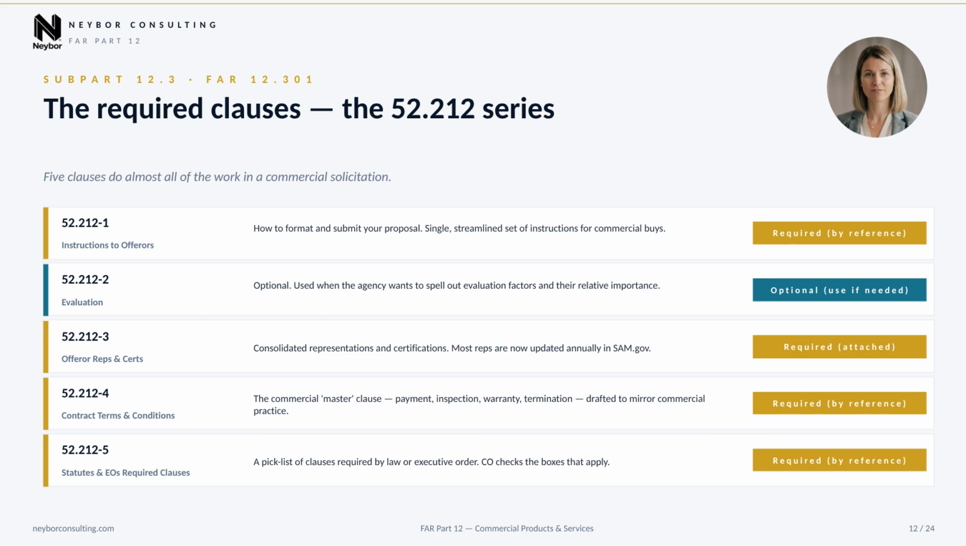Number 4, 52.212-4, contract terms and conditions. The commercial master clause. It covers payment, inspection, warranty, termination, all drafted to mirror commercial practice. And number 5, 52.212-5, the pick list of clauses required by statute or executive order. The contracting officer checks the boxes that apply. Memorize these 5 and you can read a commercial solicitation in your sleep.